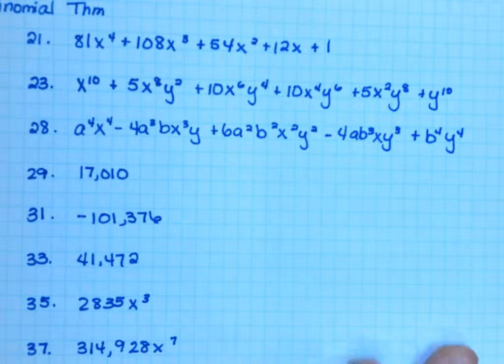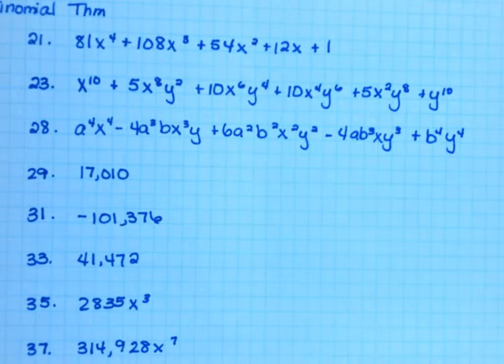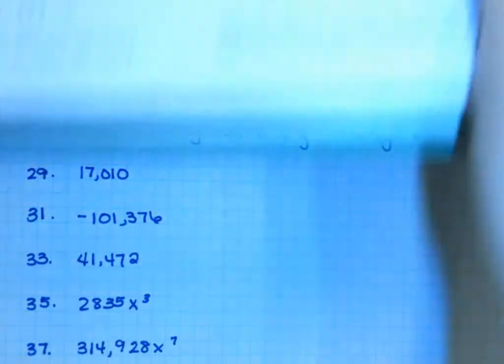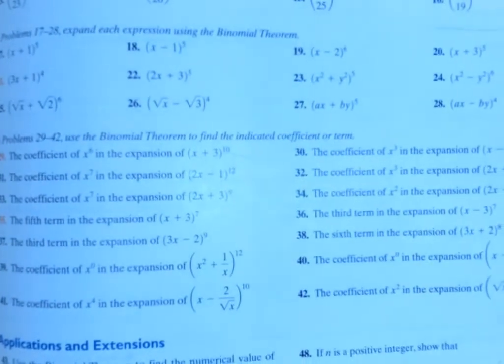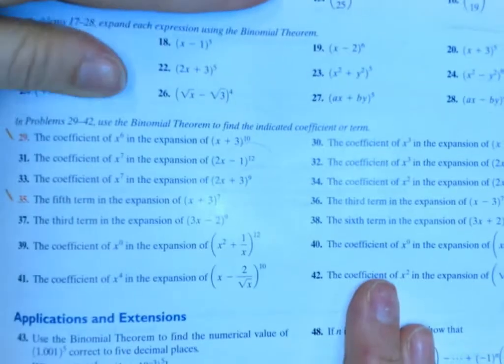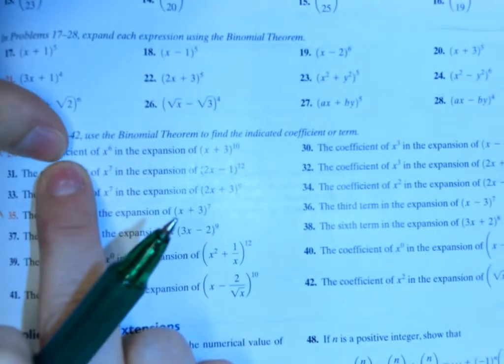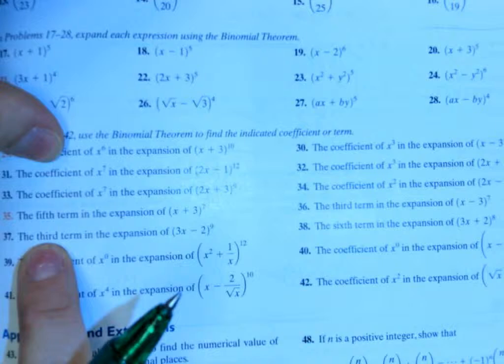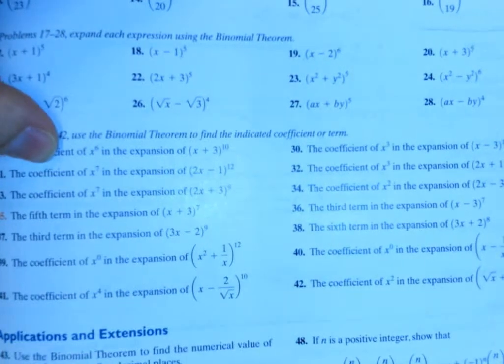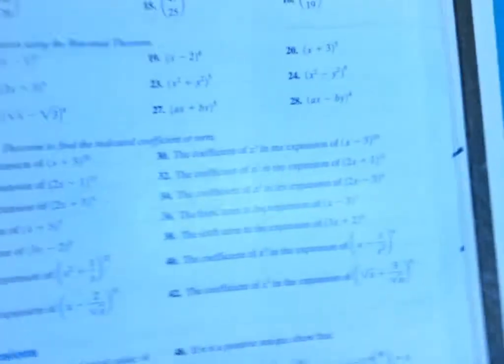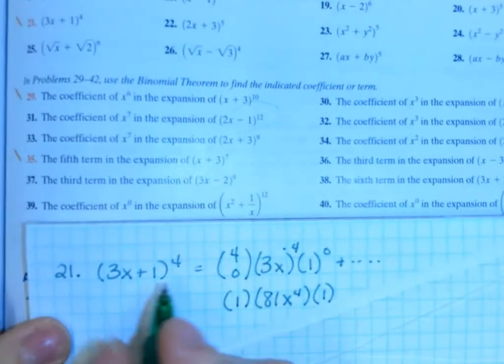Anybody else? Questions on any of the other problems, or what work needs to be shown? What's the difference between what it was asking on 29 through 33? Because some of these problems are asking you for what's called the coefficient. Some of them are asking for the term. Let's do one of the homework problems, which was 29. It's asking for the coefficient.